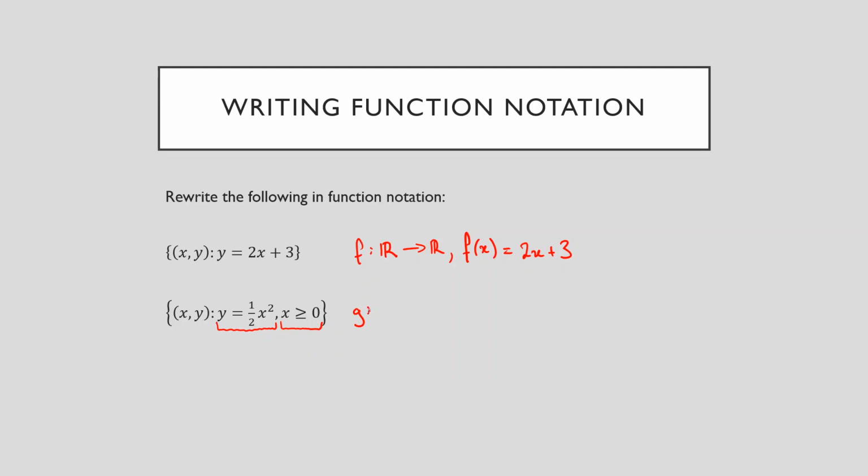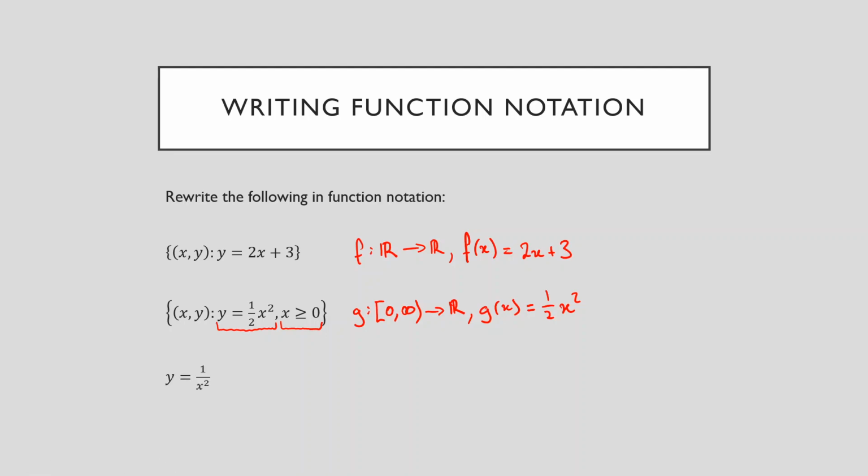What's our domain? Well, we said from 0 to positive infinity, and we're including 0 in our domain. One way that you can write that is with interval notation: 0, comma, infinity. So that's your domain, followed by an arrow and R, comma, and then you write down your rule. But instead of y, you write down, in this case, g of x. So we'll say g of x equals half x squared. That's it. Done. Function notation.